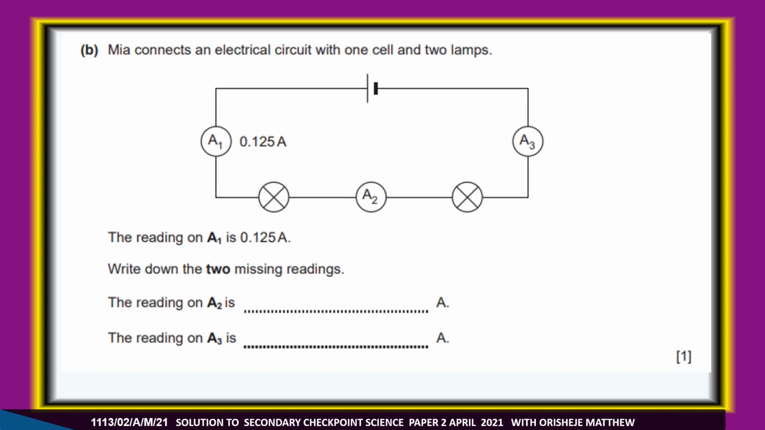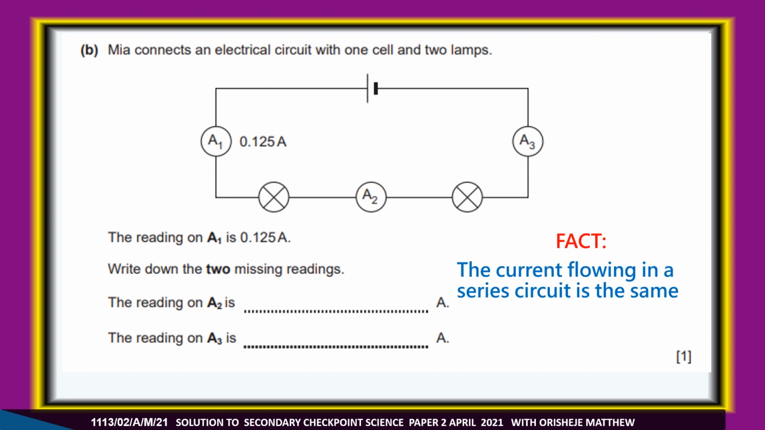May connects an electric circuit with 1 cell and 2 lamps. The current flowing in the wire, there is a current in the circuit. This is a series circuit, so the same current flows through all of them. So the current here is the same as the current here, and the same as the current here. Current flow in a series circuit is the same.